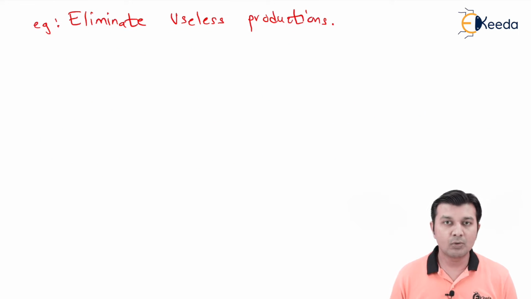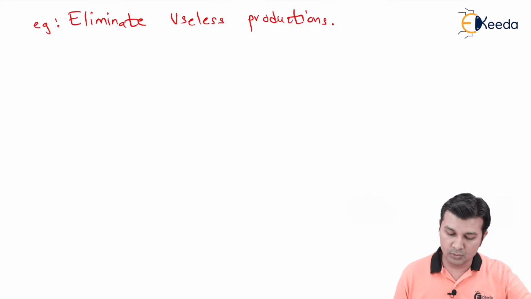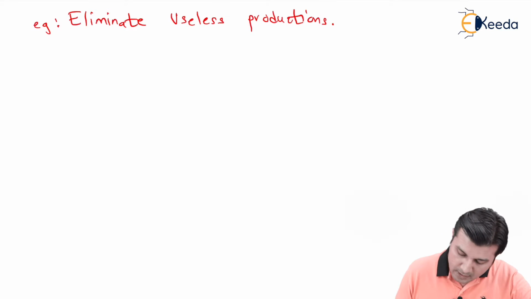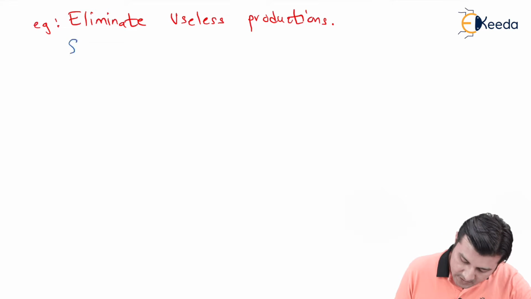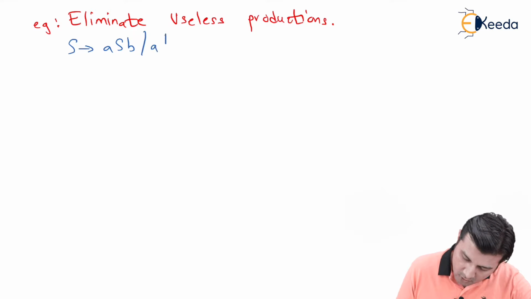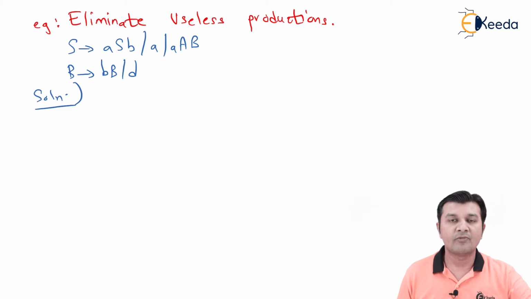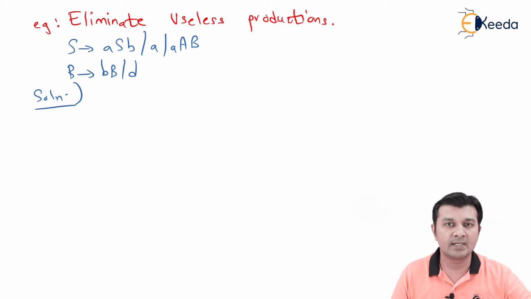Now the question given over here is eliminate the useless productions, and the production which is given to us is S gives ASB or A or AAB. My B is going to give me small b, capital B or D, and here I move to the solution. Now for the very first time I'll be writing the entire solution.